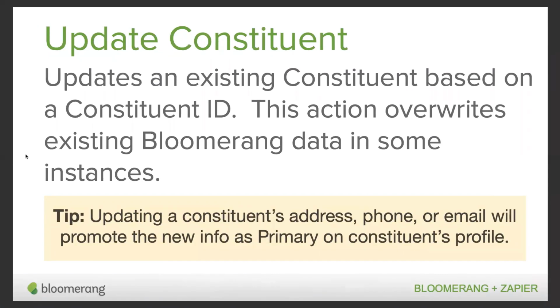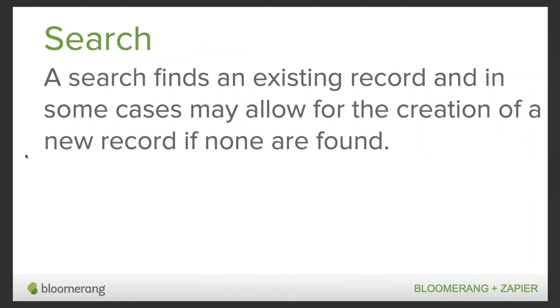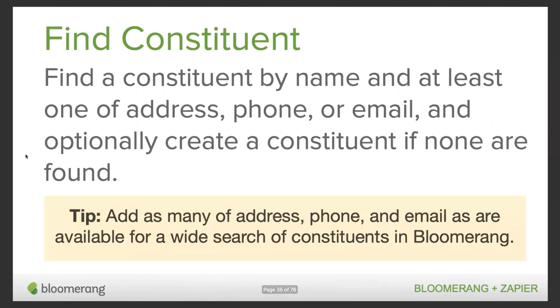Now we've talked about constituent ID, and you might be wondering, how can we get a constituent ID to define a constituent in Bloomerang? That's a great question. We can get a constituent ID by using a search. We have a search in the Bloomerang Zapier app that finds an existing record, and in this case, it allows us to create a constituent if none are found. So the logic for a find constituent step might look something like this. Find a constituent based on a duplicate check search. If we cannot find a constituent, create a new constituent record for the data that we provide.